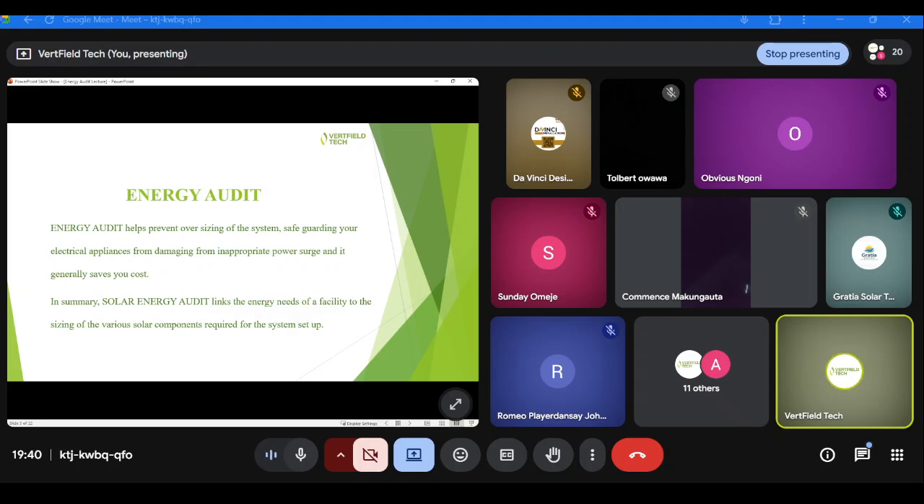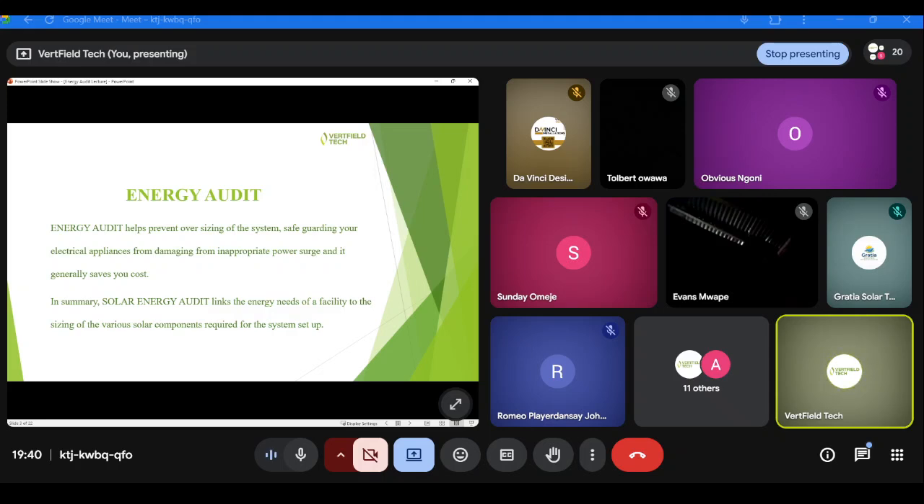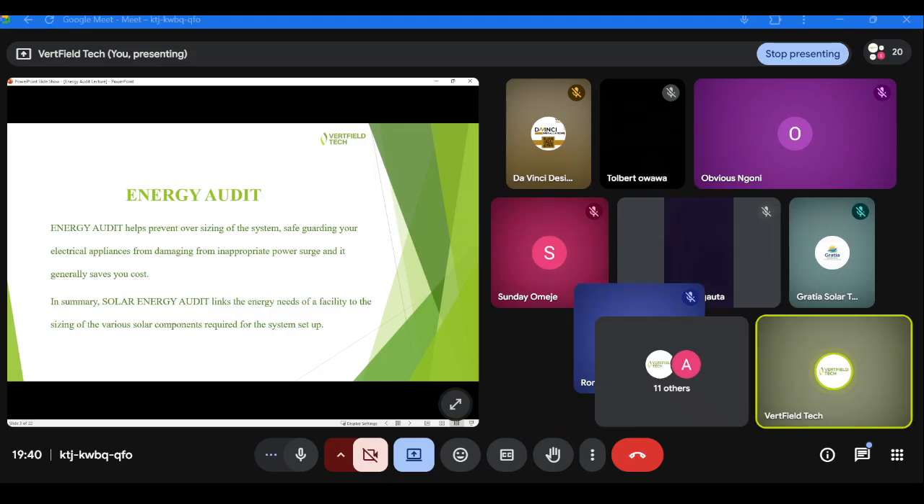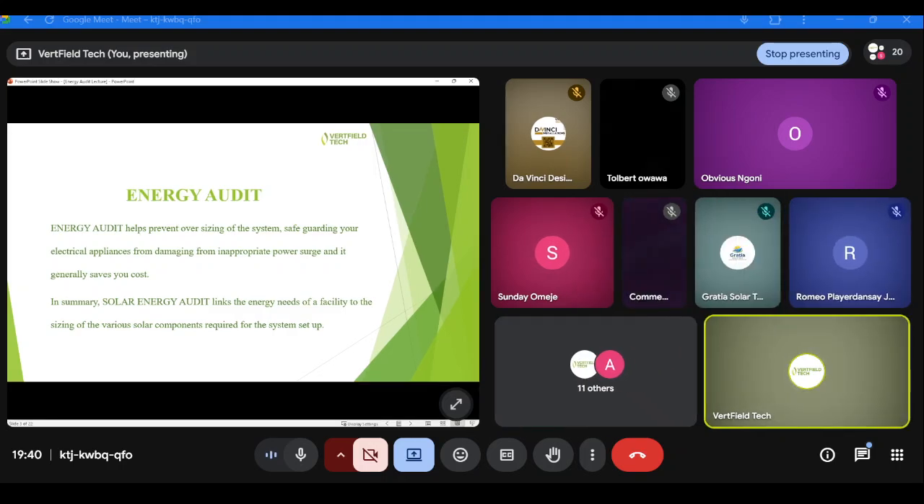solar energy audit links the energy needs of your facility to the sizing of your various solar components. Yes, so that is the second part right now. I said energy audit takes care of two things. On one hand, it helps you to know the energy need of a facility, and on the other hand, it helps you to size your various solar components. That is what this last paragraph is telling you: that solar energy audit helps you to link the energy need of a facility to the sizing of the various solar components. That is what it simply means.